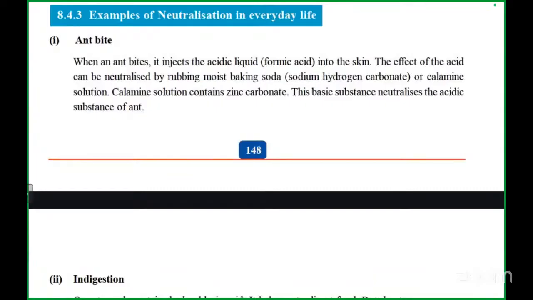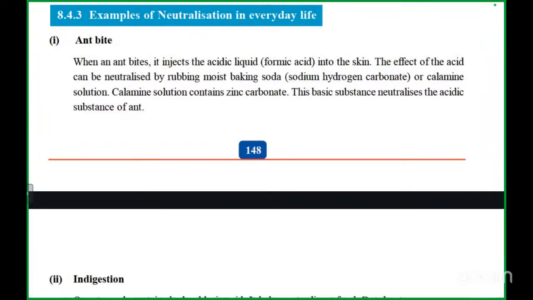Hello, Hannah. What happens is that when an ant, good morning, when an ant bites, it injects an acidic liquid into our skin, which is called formic acid. When an ant bites, it injects an acid in our skin, which is known as formic acid.